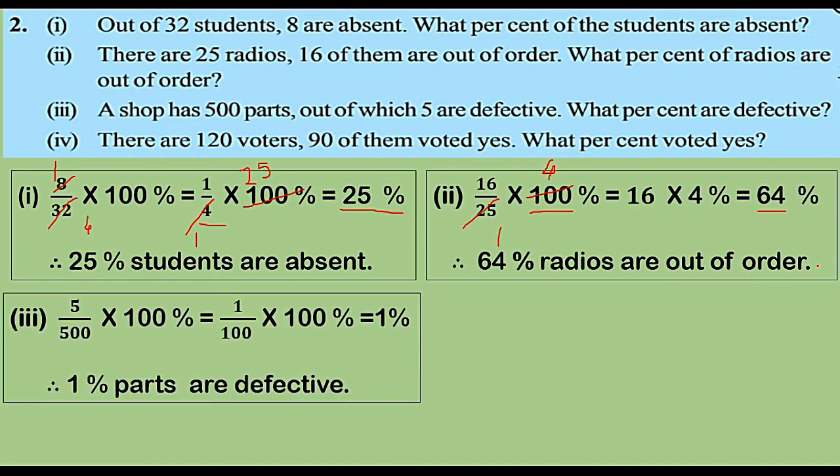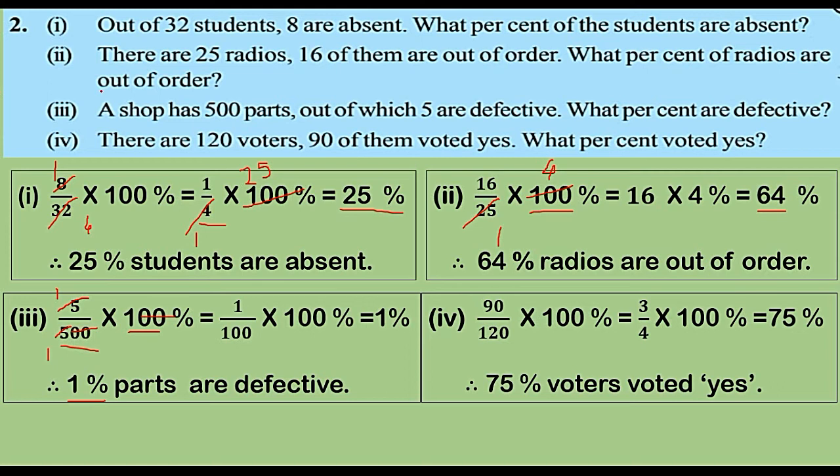Next one. A shop has 500 parts, out of which 5 are defective. What percent are defective? So 5 out of 500. So how many out of 100? 0, 0 cancelled. 5 ones are, 5 ones are. So what we are left with? Only 1% parts are defective. Next one.